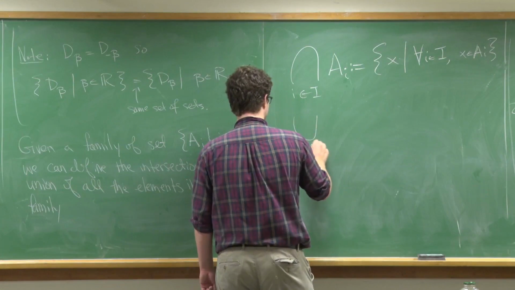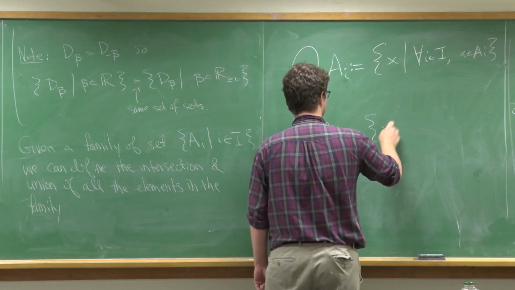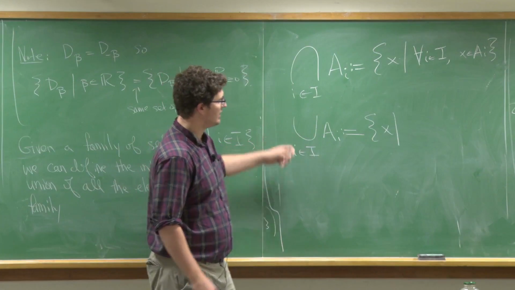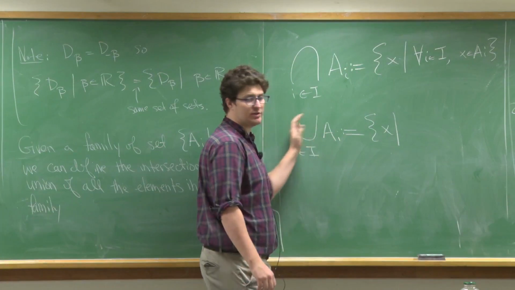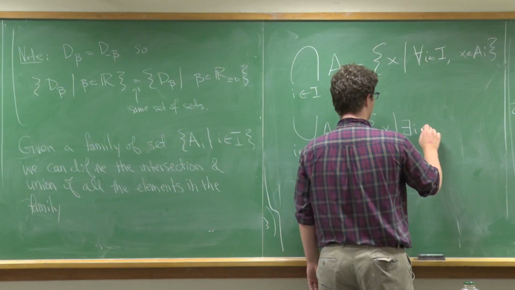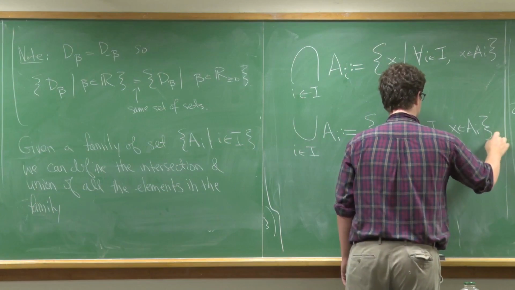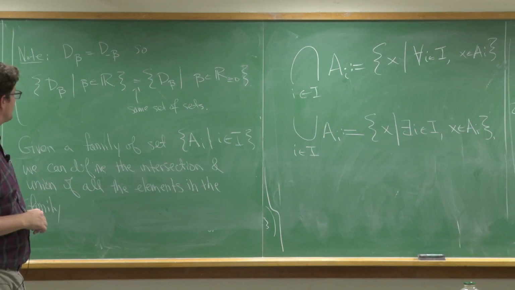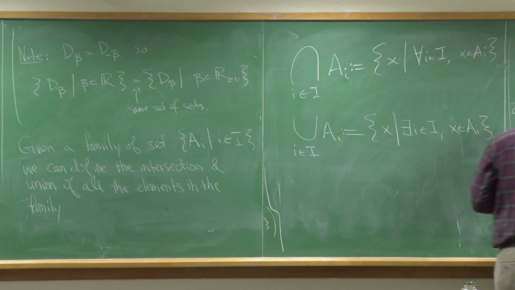And so what should the union be? This one is like a union. And so if it's true that x is in a single one of the A_i, then it should be in this union. So that means that there exists some i such that x is an element of A_i. All right. So this is how we define intersection and union.